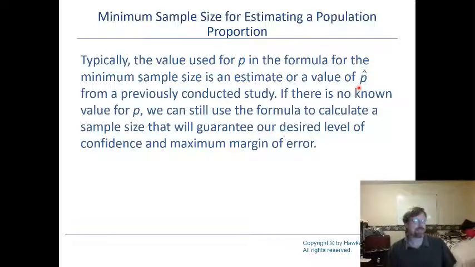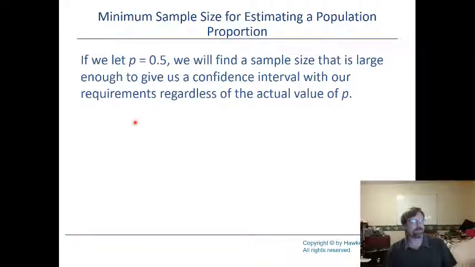If we don't have one we know, we can still use the formula for our desired level of confidence and maximum margin of error, and maybe use our best guess for population proportion. For example, if we estimated at 0.5, we'll find a sample that's large enough to give us the confidence interval regardless of the actual value of p.